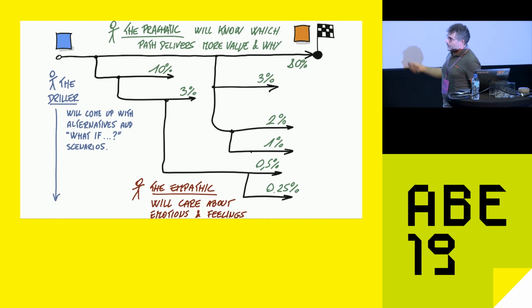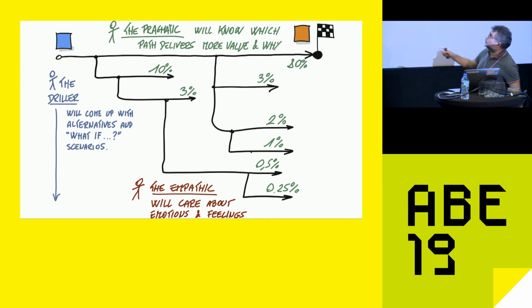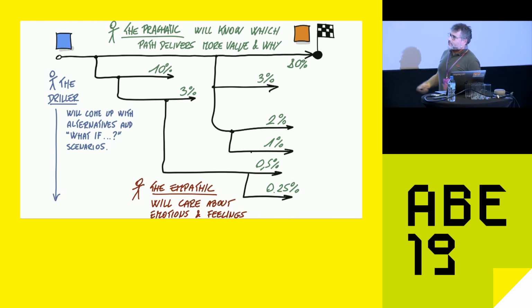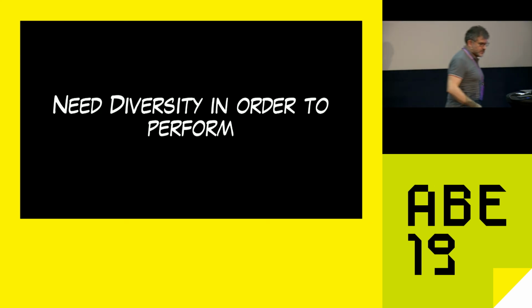And at the same time, those two people alone might not do a good job. I need the empathic. I need the person taking care about emotions and feeling along the way. You know, at this step, somebody might be really, really upset because we get a warning message, which is making them feel like, have I really accomplished something. I need these three personalities in order to deliver something. I need diversity in order to perform as a team.